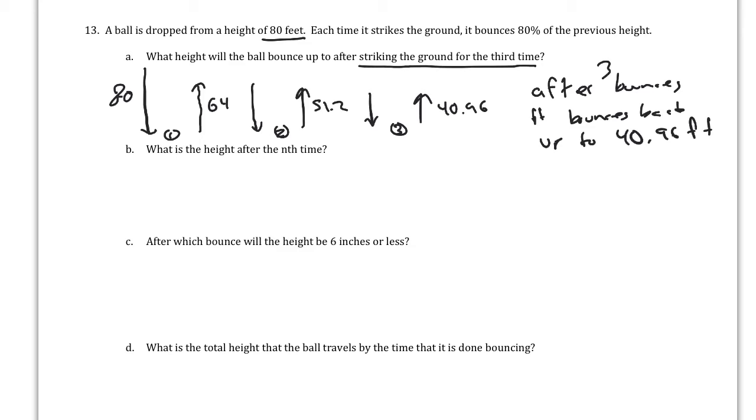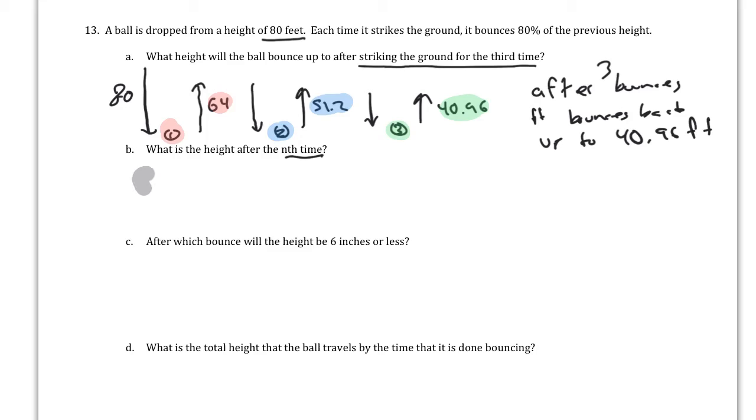What is the height after the nth time? What we can see here is that after the first bounce, the height is 64. After the second bounce, there's the height. After the third bounce, 40.96, etc. So we can tell this is geometric because we're multiplying by 0.8 every time.